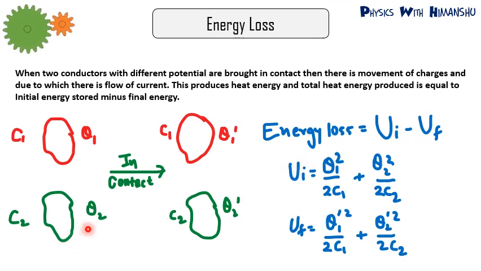In initial case, capacitor 1 will have Q1 square by 2C1 and capacitor 2 will have Q2 square by 2C2. Similarly, in final case, capacitor 1 will have Q1 dash square by 2C1 and capacitor 2 will have Q2 dash square by 2C2. So putting all the values, you can calculate energy loss. And to calculate Q1 dash and Q2 dash, we have already discussed how to solve that in past slides.